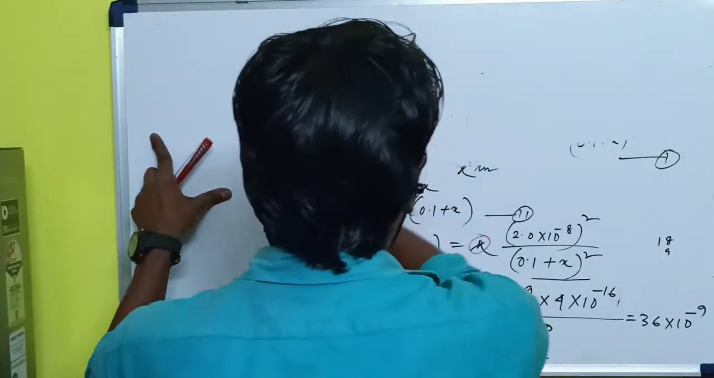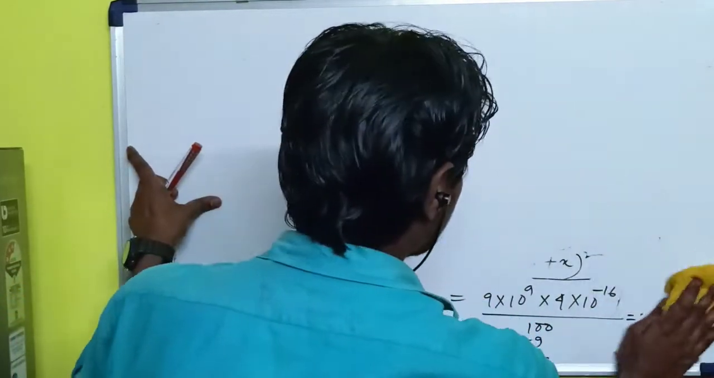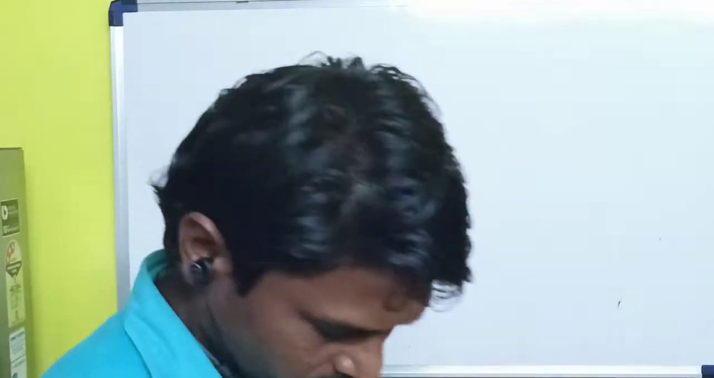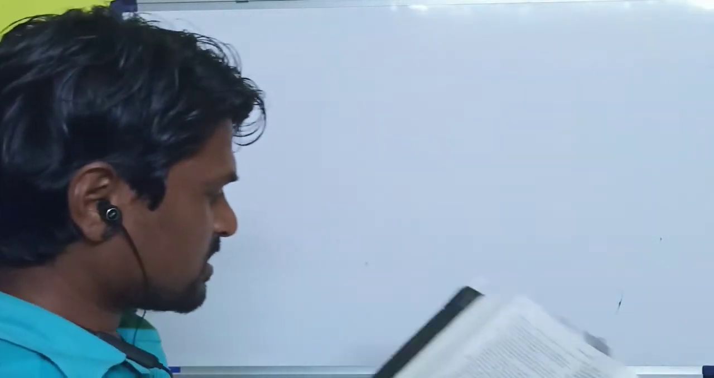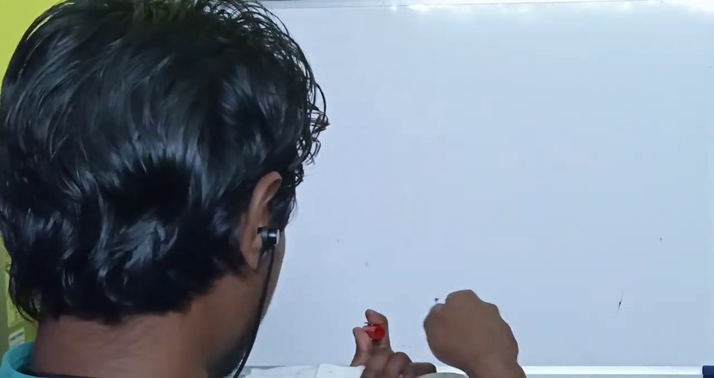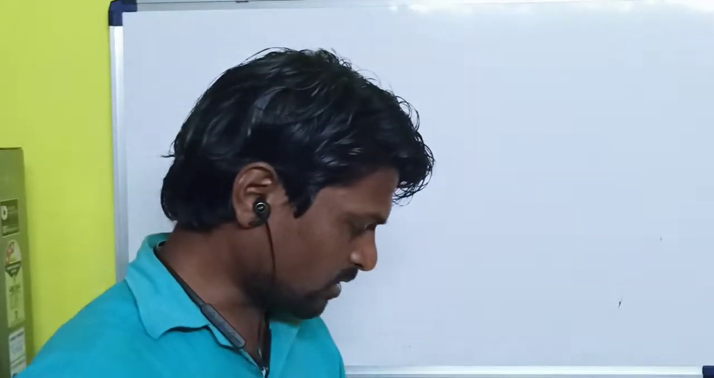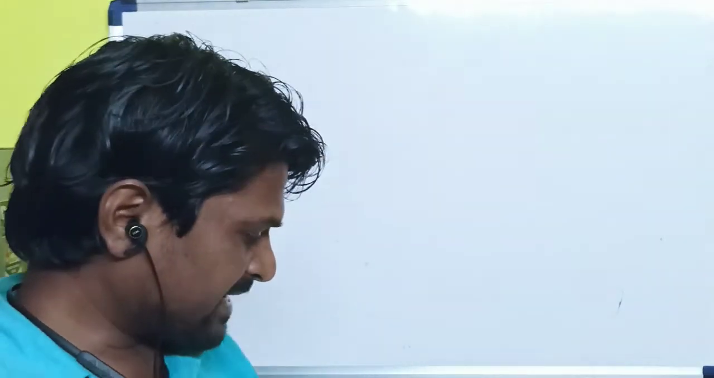The next question is 29. A particle A having a charge 2.0 into 10 to the minus 6 coulomb is held fixed on a horizontal table, and a second charged particle of mass 80 grams stays in equilibrium on the table at a distance of 10 centimeter from the first charge. The coefficient of friction between the table and the second particle is given. Find the range within which the charge of this second particle may lie.